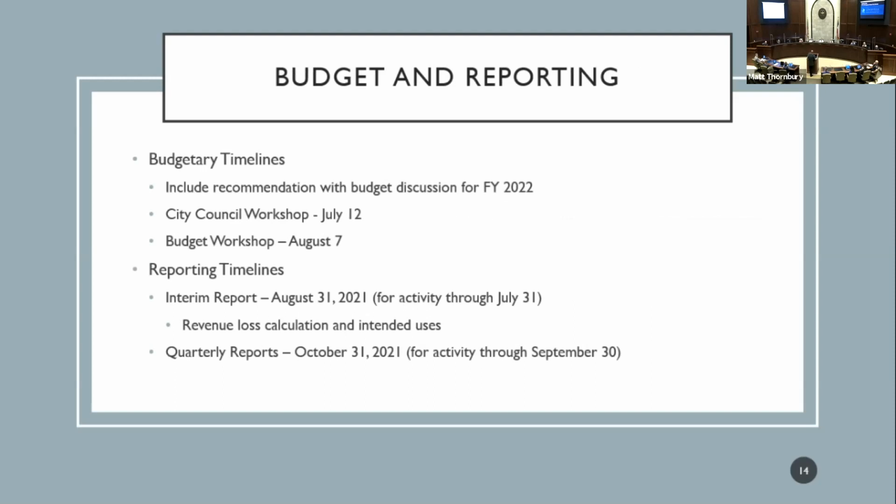Just some budget and reporting timelines. Today we're making this initial presentation to council. We've got some recommendations that would be discussed as part of the fiscal year 22 budget, and further discussion will be held at that budget workshop on August 7th. Reporting timelines with the Treasury, we've got an interim report that's due August 31st and quarterly reports beginning October 31st and every quarter thereafter.